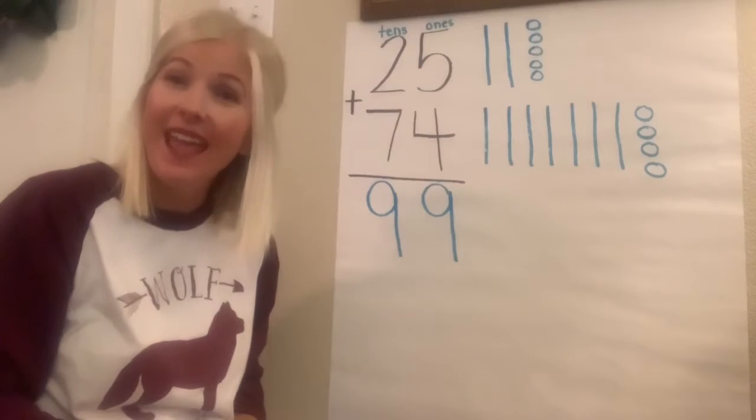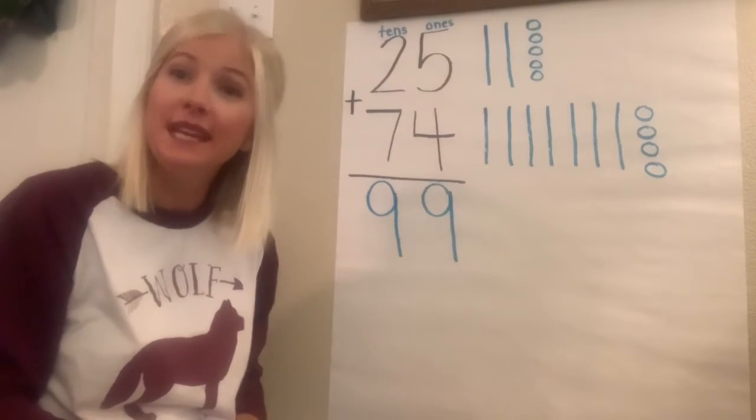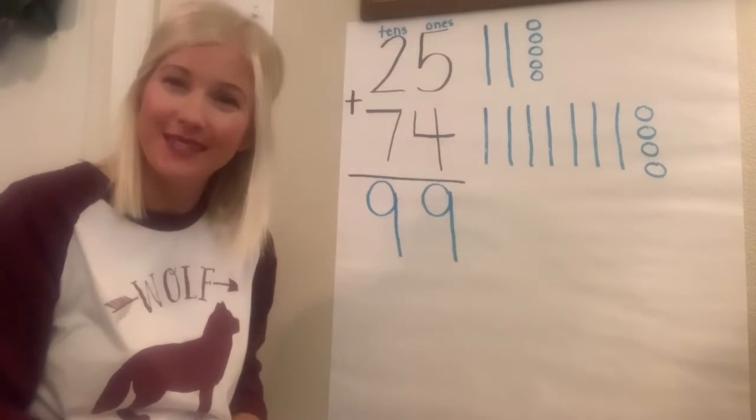Very good. Now I'm going to show you a different way to add these numbers together. Okay, boys and girls, now we're going to solve our CGI problem the second way I'm going to show you. This is going to be the way that I learned whenever I was in school, and your parents probably learned when they were in school. It's the way we add vertically without drawing our tens and ones.